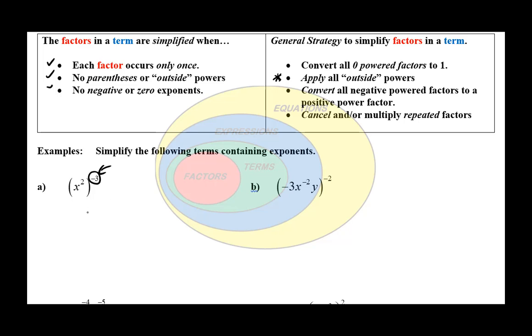So this would be equal to x to the negative 6. And then any negative exponents we're going to convert to a positive. So this would be equal to 1 over x to the 6th. So this would be the simplified version. So no negative exponents, no outside powers. For b, again, we have this outside power. We want to apply that power to every factor. So we would have a negative 3 to the negative 2 power.